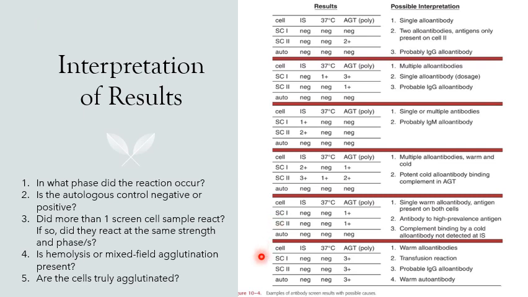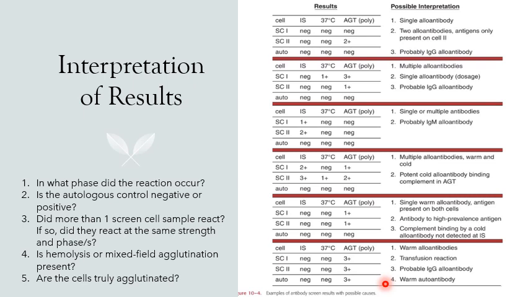Our last case shows a 3 plus reaction in screen cell 1, screen cell 2, and in our autocontrol. So, ibig sabihin, meron tayong autoantibody. Dahil sa AHG siya nag-react, warm autoantibody ito siya.